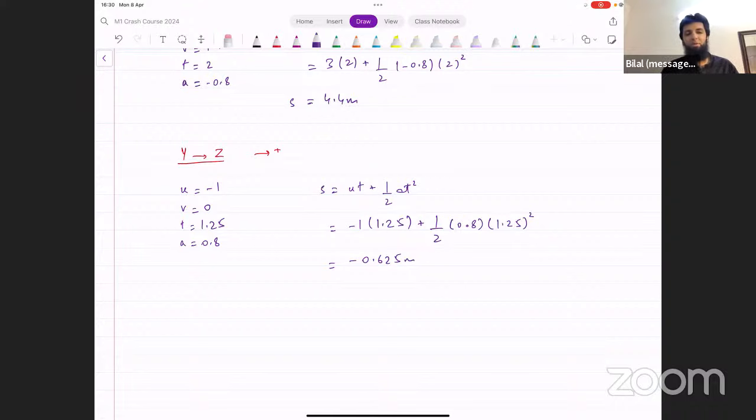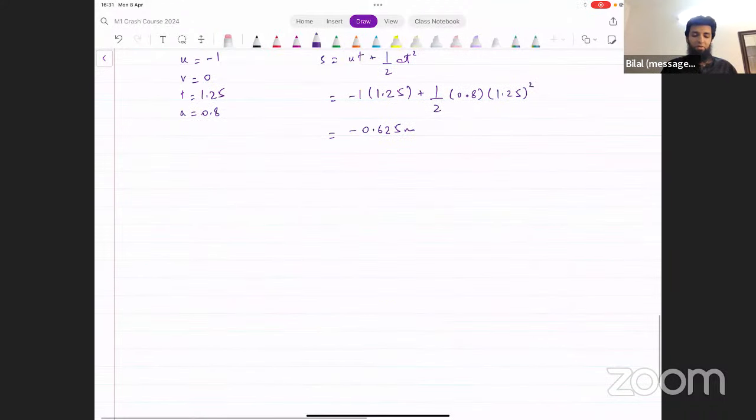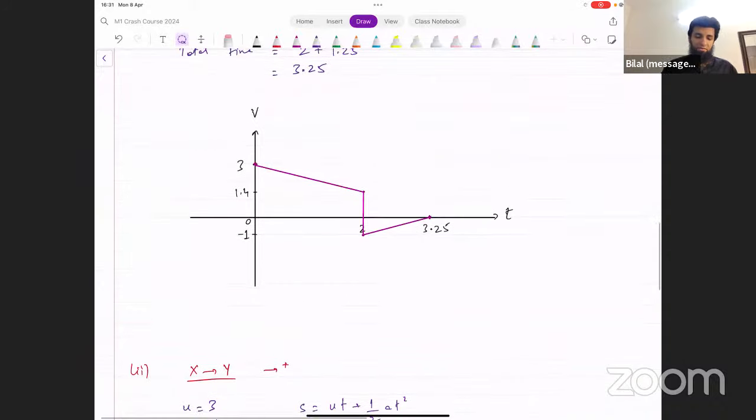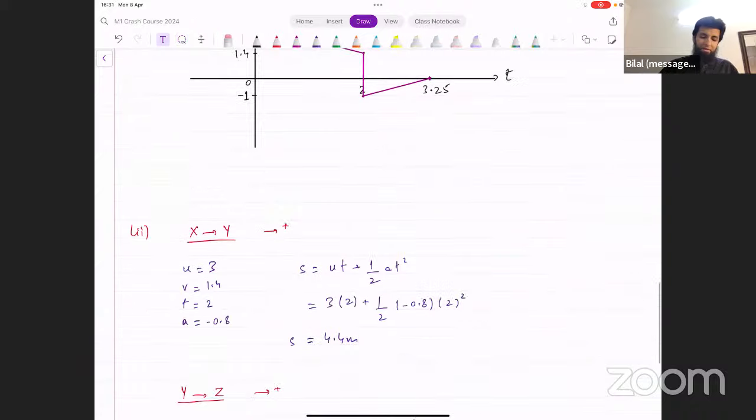You could use any of the other formulas as well. You could use s equals u plus v over 2 multiplied by t. You could use 2as equals v squared minus u squared. Any of the other formulas could also work, and that's perfectly okay. This is the result that we get from this, minus 0.625. So now that we know the displacements, we can try to sketch the graph and see what that looks like.